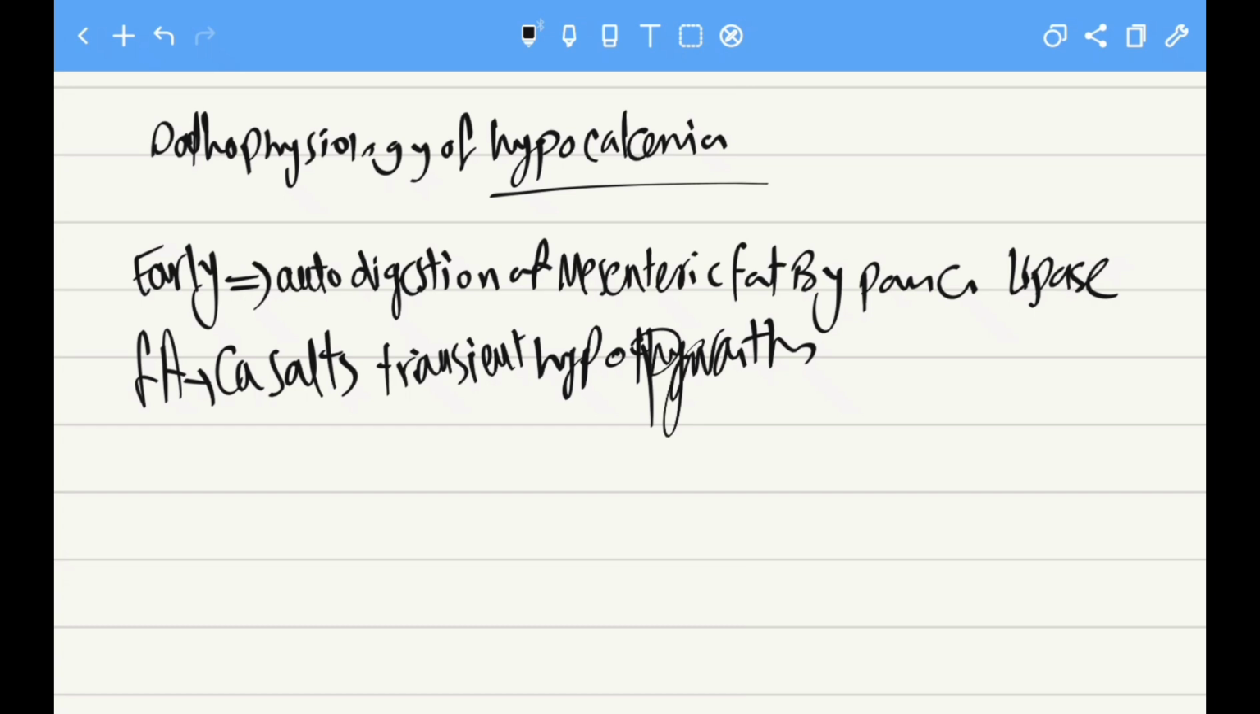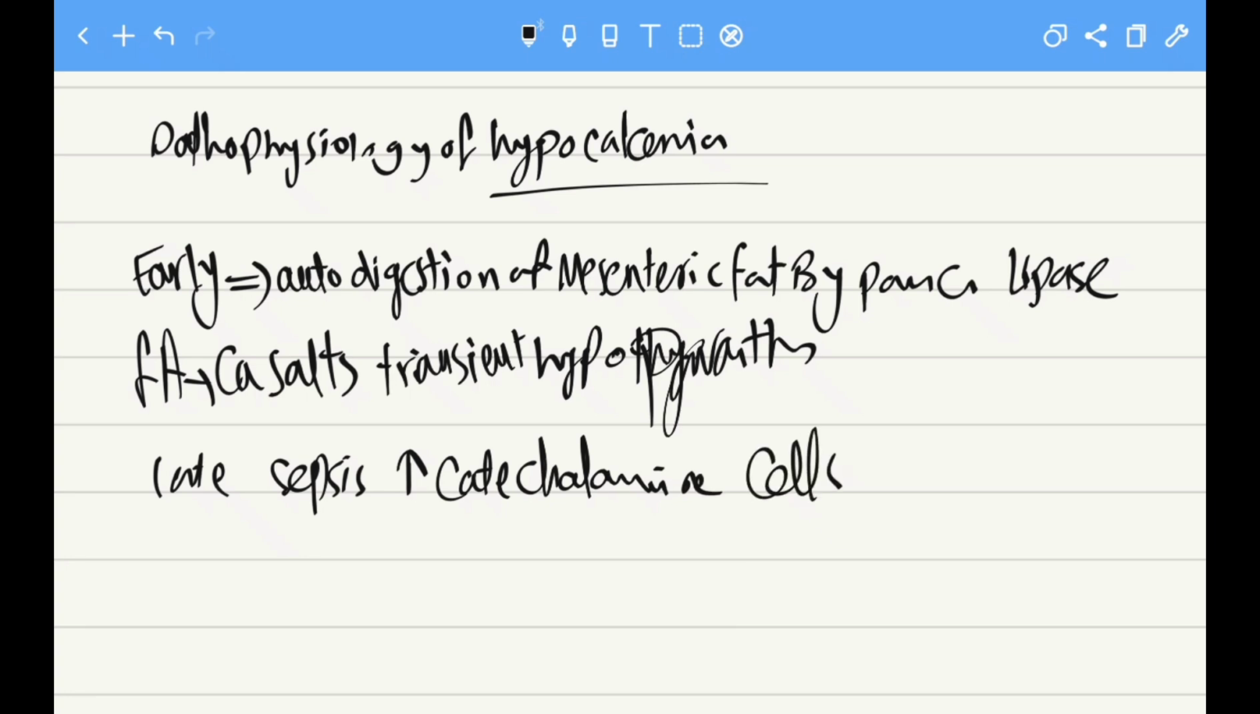What is the late stage? Sepsis as a complication of acute pancreatitis will lead to increased catecholamines, and catecholamines will lead to calcium shift into the cells, which will lead to relative hypocalcemia.